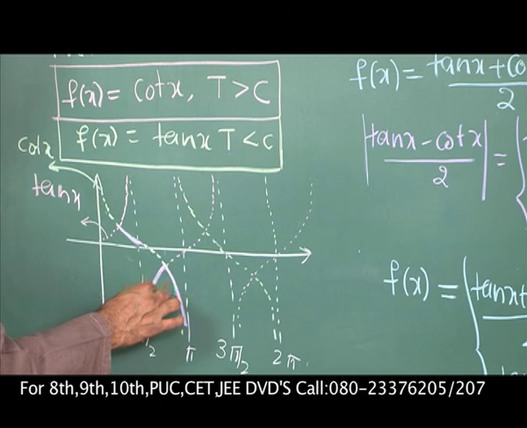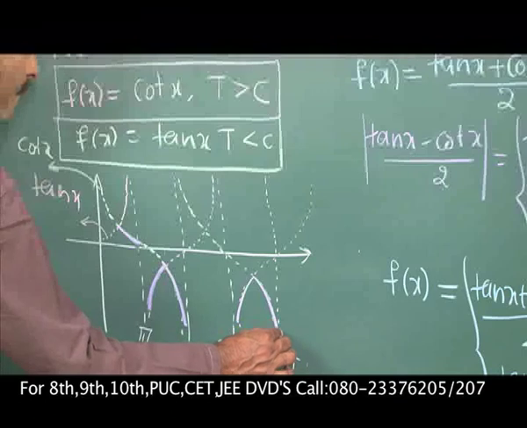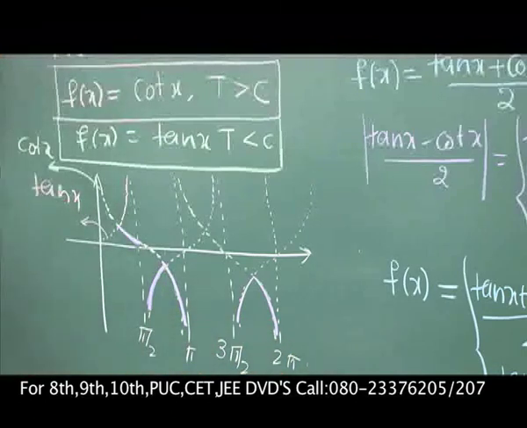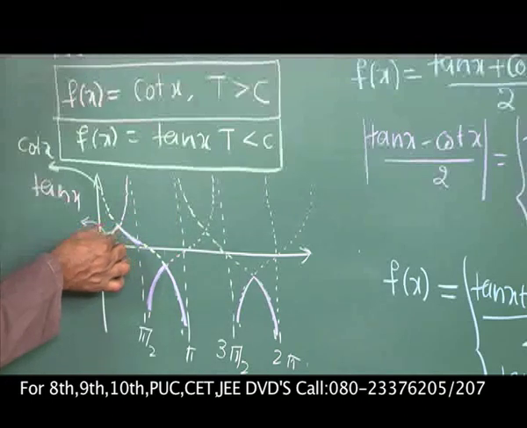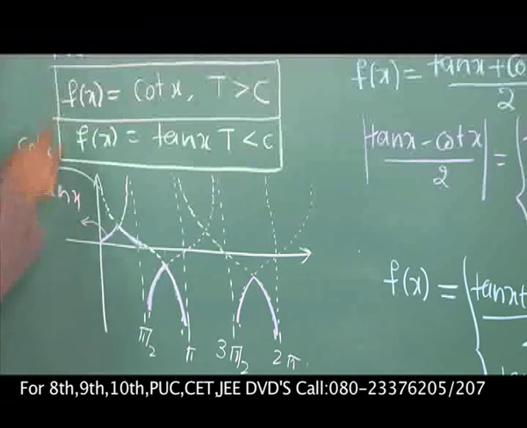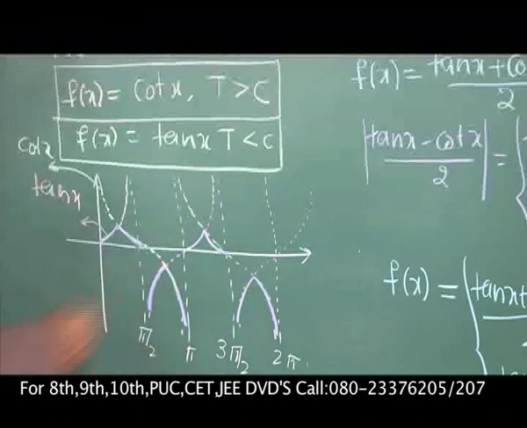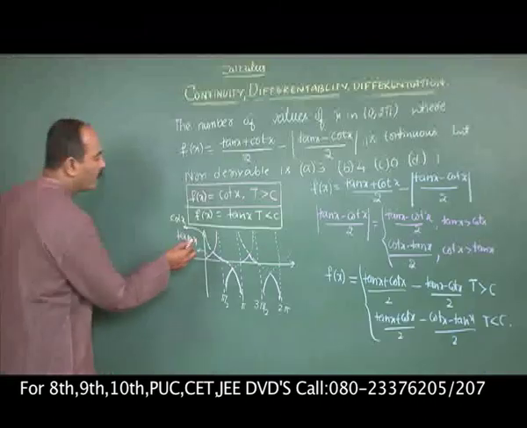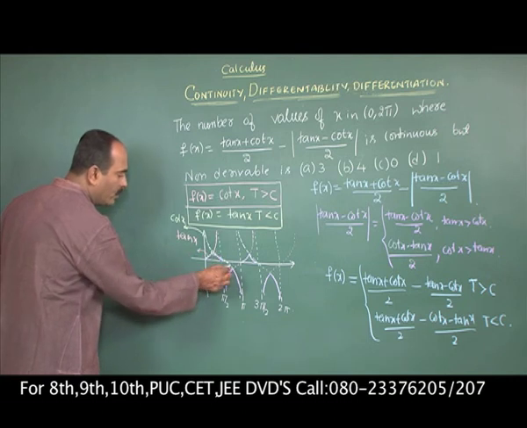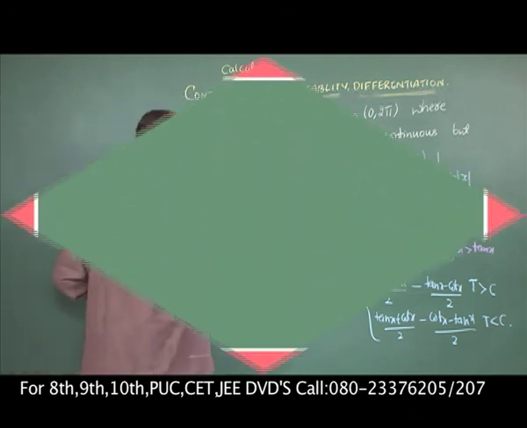See here, the graph continues. The same thing I can replicate here, because it is a periodic function. The graph of f of x is equal to cot x when tan x is greater than cot x must be like this. So this is the graph of f of x is equal to tan x when tan x is greater than cot x. So the number of points of non-differentiability is 1, 2, 3, 4. Therefore, the number of points is 4. Option B is correct.